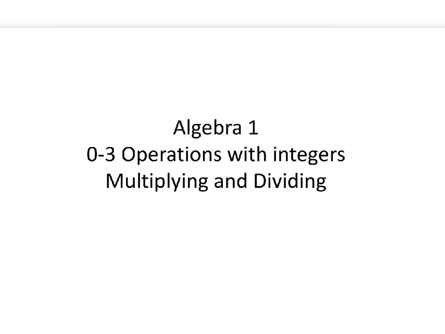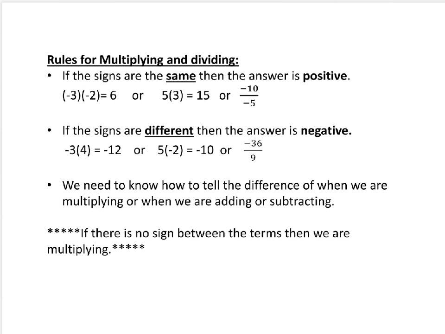Let's go ahead and look at how to multiply integers when they have different signs, same sign, and so forth. So first, let's go ahead and look at the rules. Notice here it says that rule number 1 is when the numbers have the same sign, the answer will be positive. If the numbers have different signs, then the answer is negative.